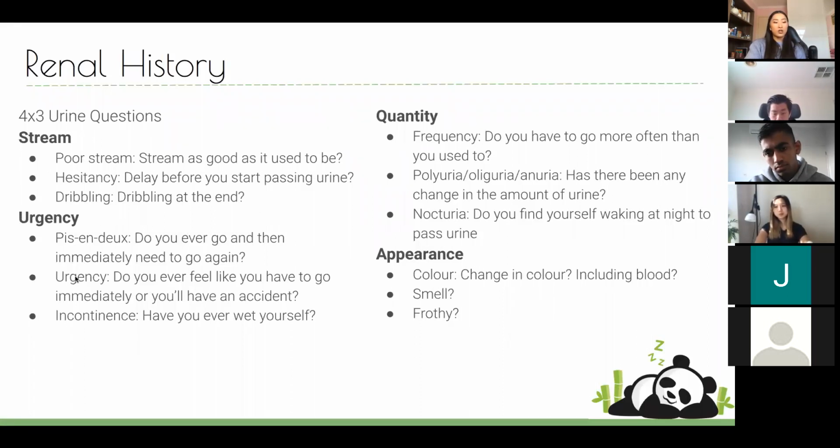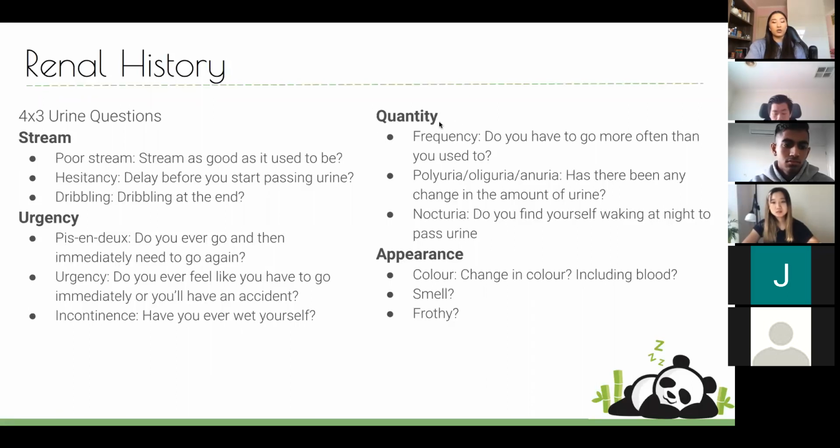Urgency questions. So do they feel like they have to go immediately, or they'll be at risk of having an accident? That would be urgency. Or have they actually wet themselves? That's incontinence. And then you can also ask about pis en deux, which is, do they ever go and then immediately feel like they have to go again? And that's an incontinence problem.